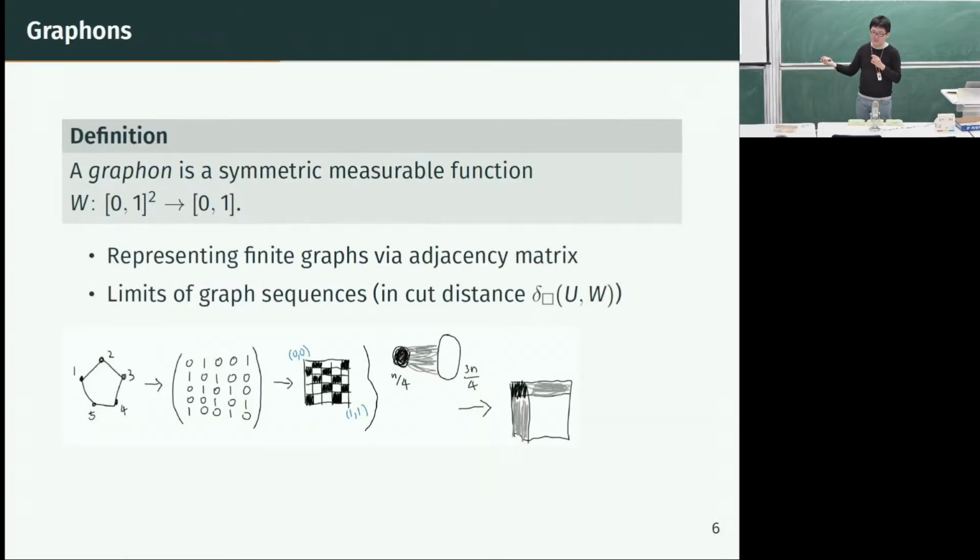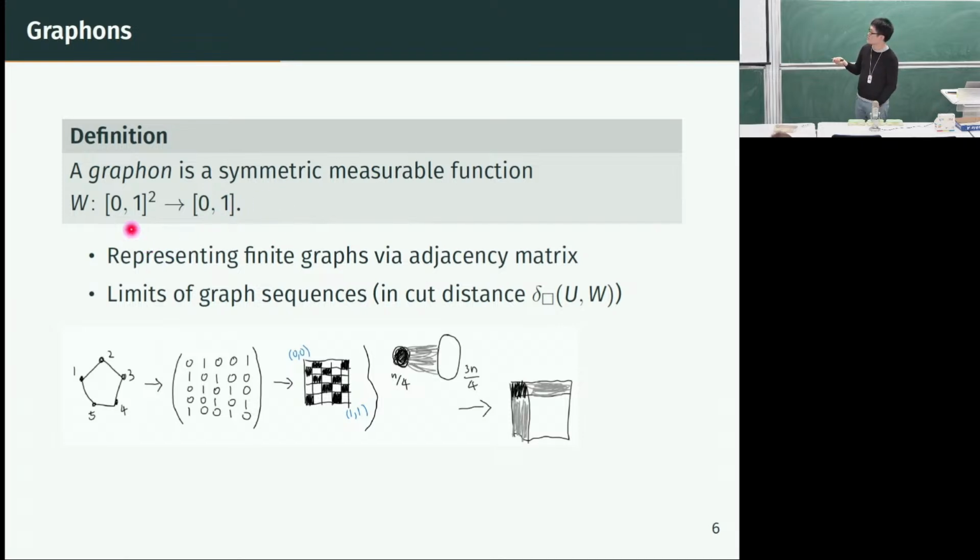So before I introduce that model, let me give you an introduction to this beautiful and wonderful theory of graphons. To begin, let me give you a definition. A graphon for us here will simply be a symmetric measurable function on the unit square, taking values in the unit interval. Some of you may have heard this phrase before. So what do I mean by symmetric?